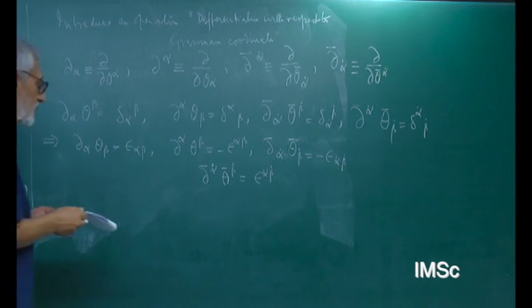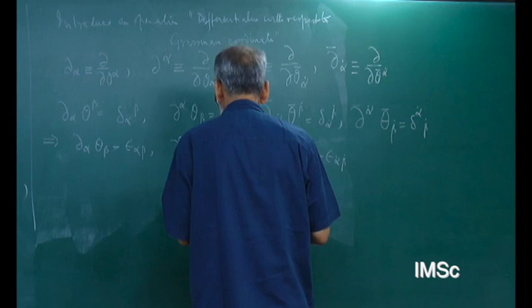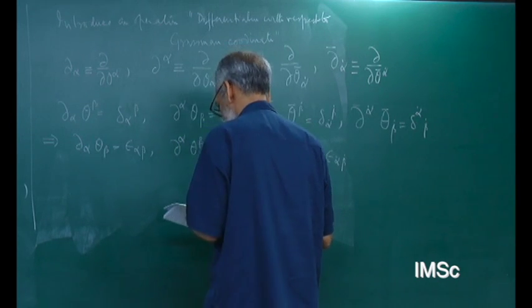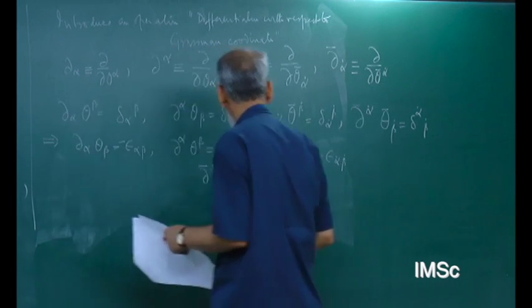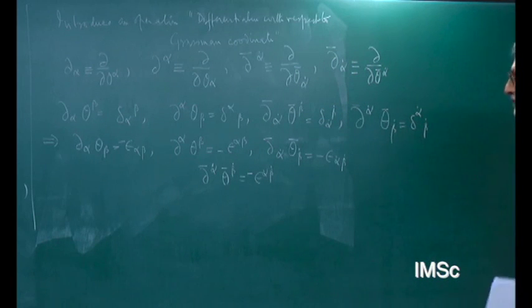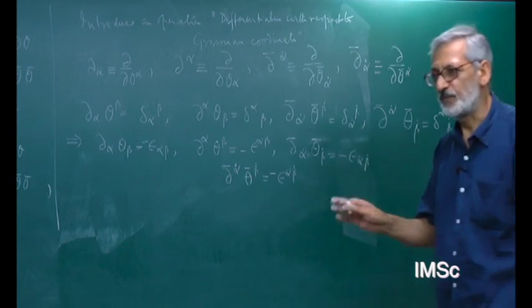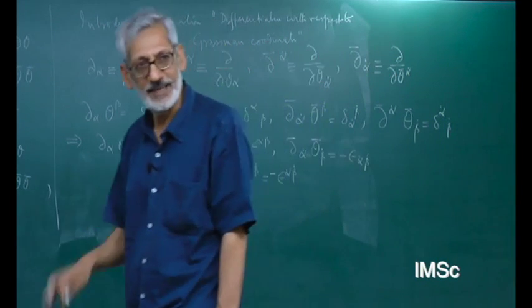Do I have signs right? Something I have done not right. All of them have minus signs. This should be minus here. This should be minus here. That is 0. Mixed ones are 0. All right?